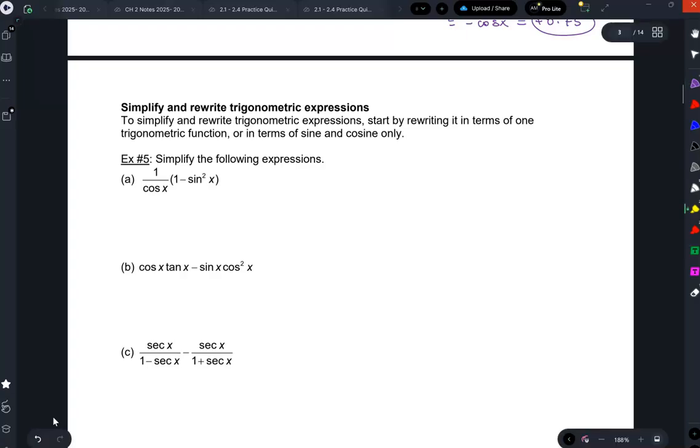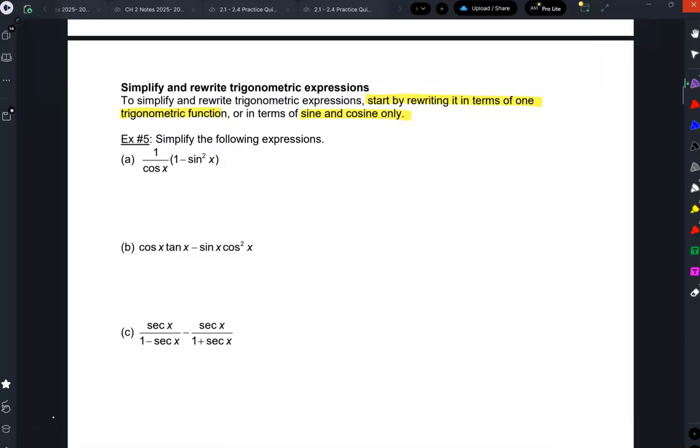All right. So there are many ways to go about each one of these. I have here one of the different types you might have on your homework. Okay. So let's start with some tips. One good tip is start by rewriting it in terms of one trig function, right? So either all sines or all tangents or all cosines. Another one is rewrite things in terms of sine and cosine only, okay? So let's take a look at this one.